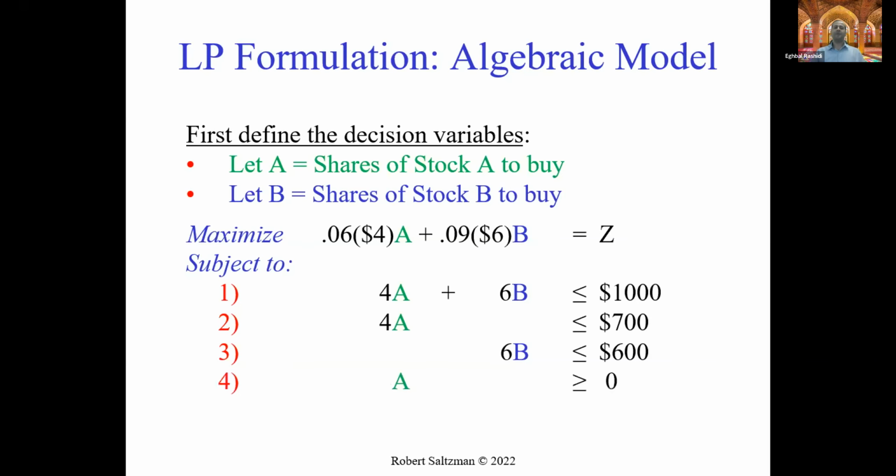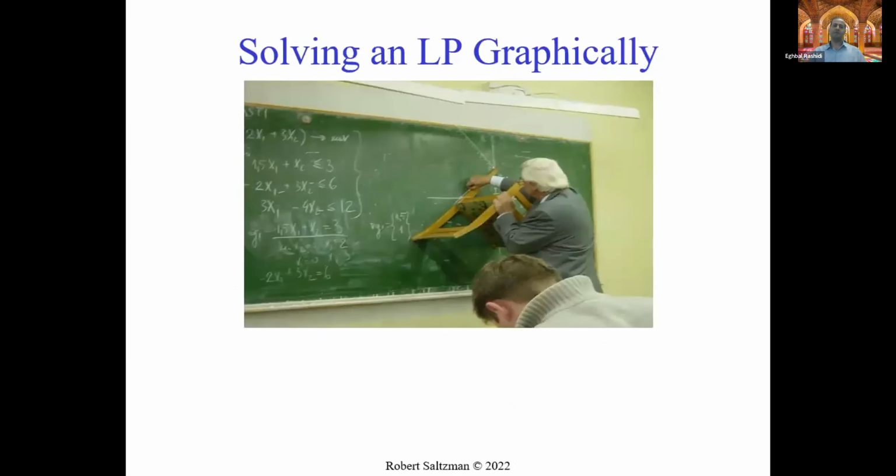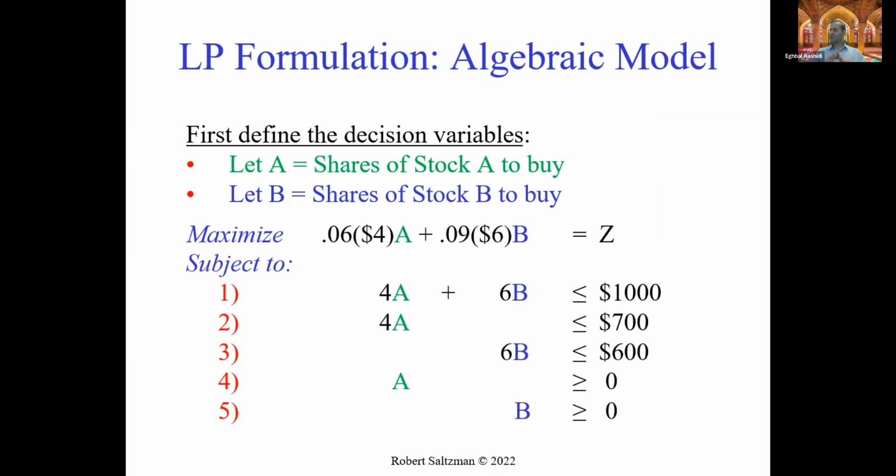And then the number of stocks A that you purchase cannot be negative. So A should be greater than or equal to 0. B also should be greater than or equal to 0. So now we have everything here. Also, we know that A and B are our decision variables, okay? So this is our model.